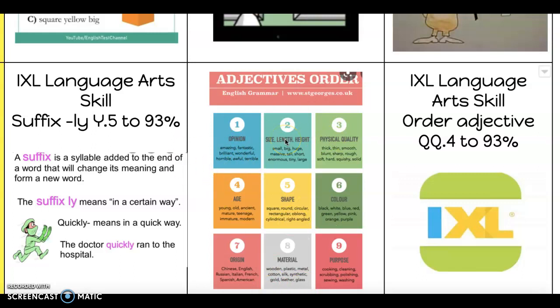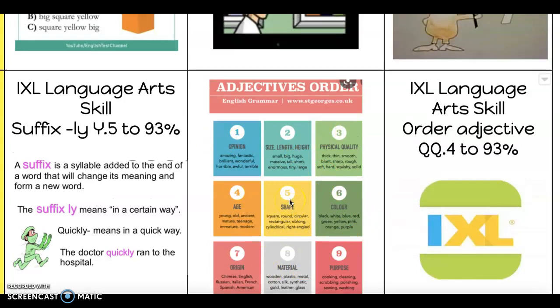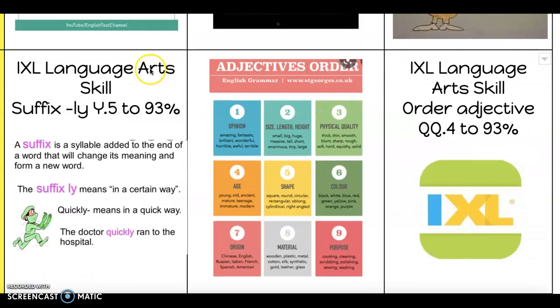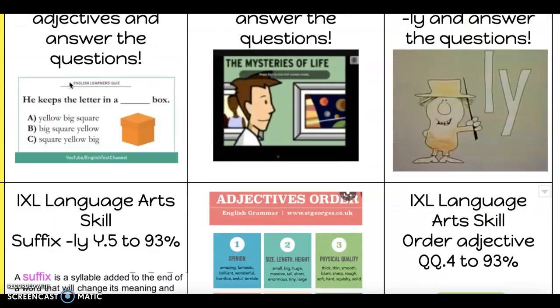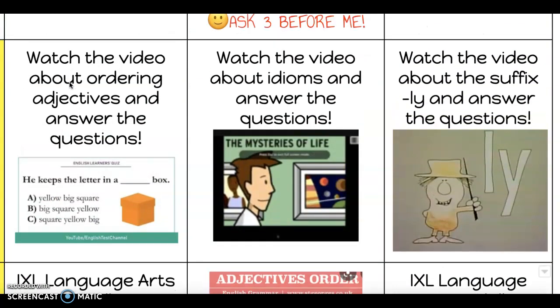You might get 2 or 3 adjectives, so you're never going to have to put 9 in order. So it's not set in stone that it has to be this way. So use this chart, use your poster, and you will be fine. So that's your video about ordering adjectives.